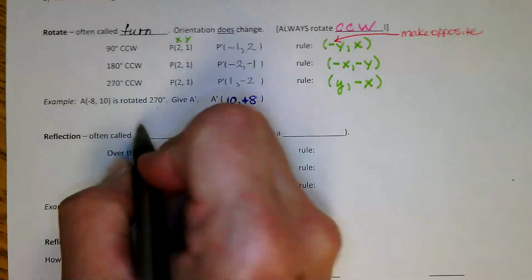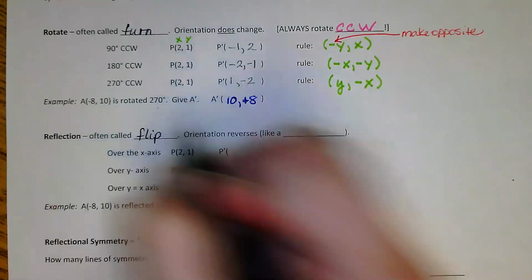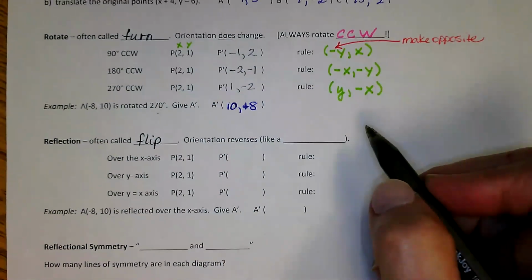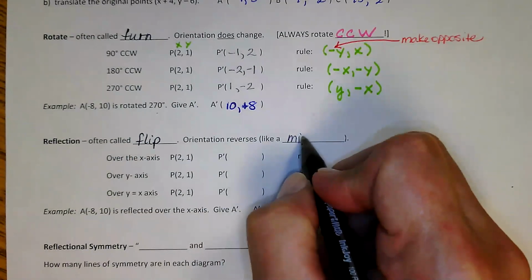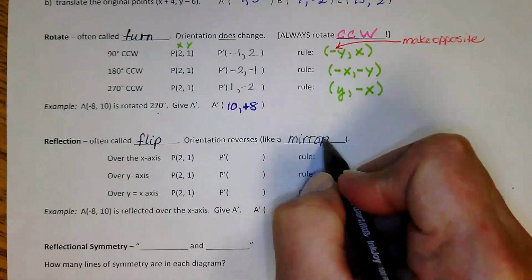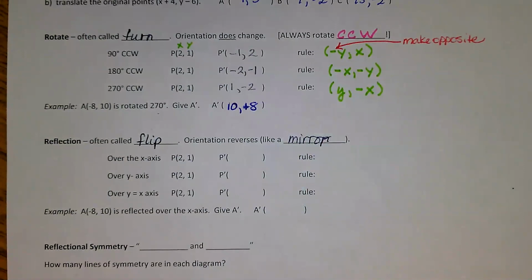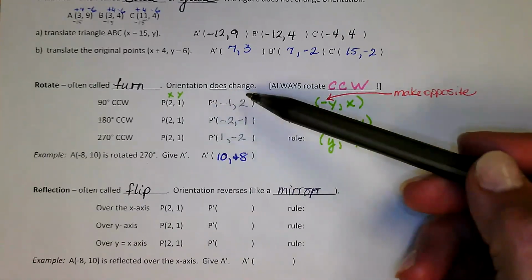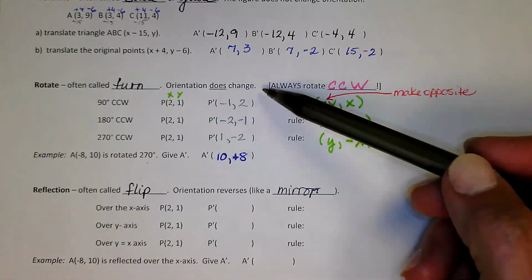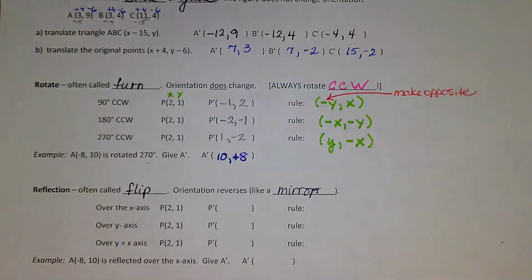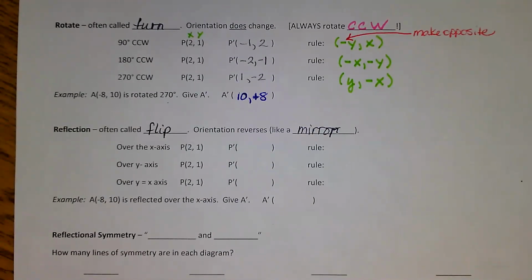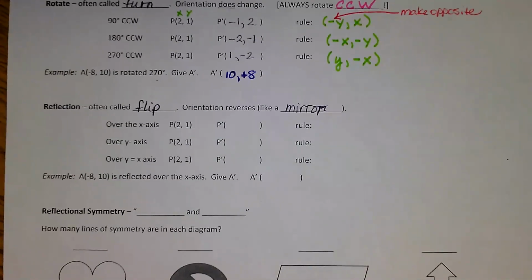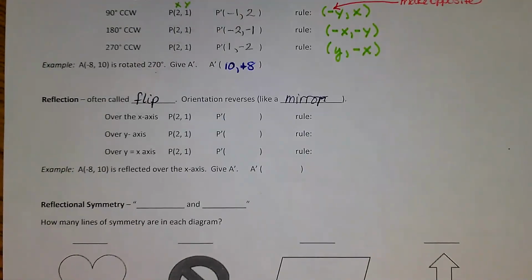Reflection, that's also called a flip. The orientation reverses like a mirror. Oops, that's an R. Like looking in the mirror. Now up here, orientation changes. If it was a smiley face, it would go sideways. The eyes would be in a different location. This one, you may not be able to tell it changed because if it's a smiley face, it would be just flipped over. All right, let's see what happens in a flip.